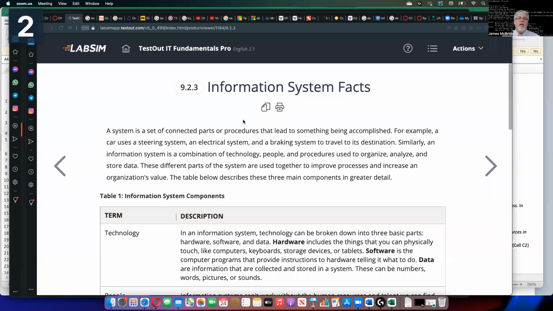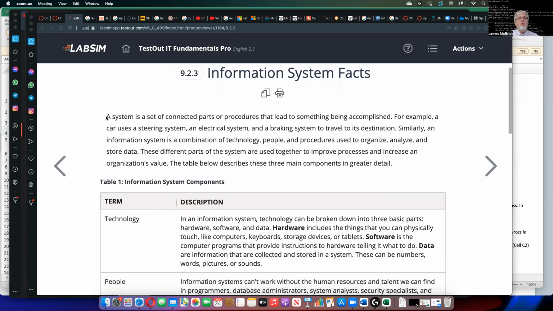So we're going to take a look at information systems here. In other words, how does this really work in business? How do organizations really use these things? And this really is the terminology and what they think of. And so they, meaning the regular average person, what they think of when they're dealing with computers, right? So first thing to know is, what is a system? It's actually a set of connected parts and procedures that leads to something being accomplished.